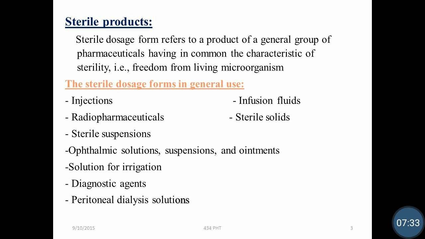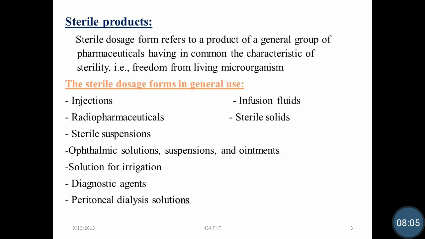Okay, again the irrigation solutions, then peritoneal dialysis solution, infusion fluids, all these products should be sterile because they are injected or administered in the direct blood circulation, so they should be in sterile form. So ते काय असले पाहिजे, स्टराईलच असले पाहिजेत, दॅट इज ते पूर्णपणे सर्व टाईपच्या मायक्रो ऑर्गॅनिझमपासून फ्री असले पाहिजेत.